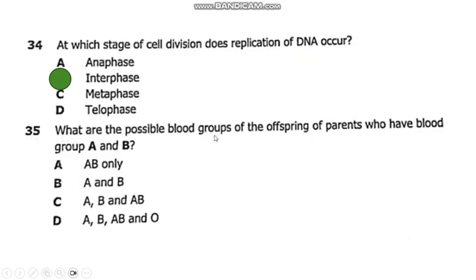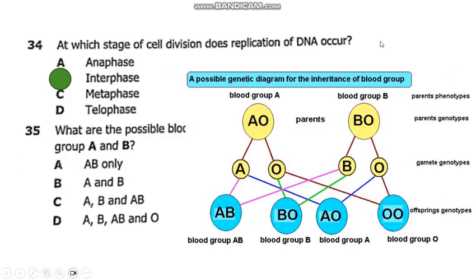What are the possible blood groups of the offspring of parents who have blood groups A and B? A, AB only. B, A and B. C, A, B and blood group AB. D, blood group A, blood group B, blood group AB, and blood group O. So here, if the parents have blood group A and blood group B, what is going to be the result? So let's look at the possibilities.